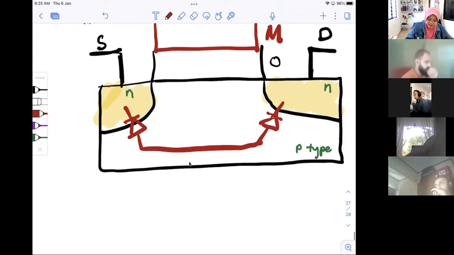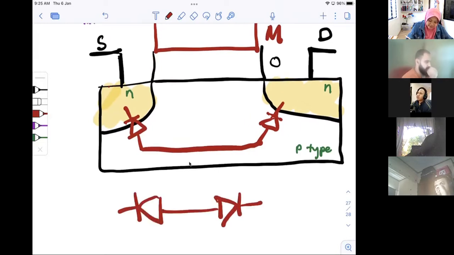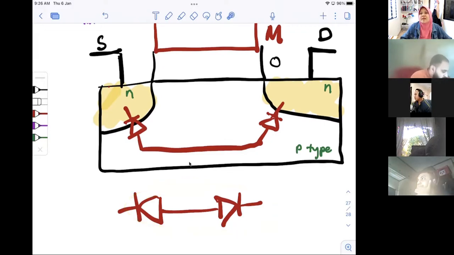So if I redraw this again, what does it mean? Ikram, what does it mean? Can current flow?